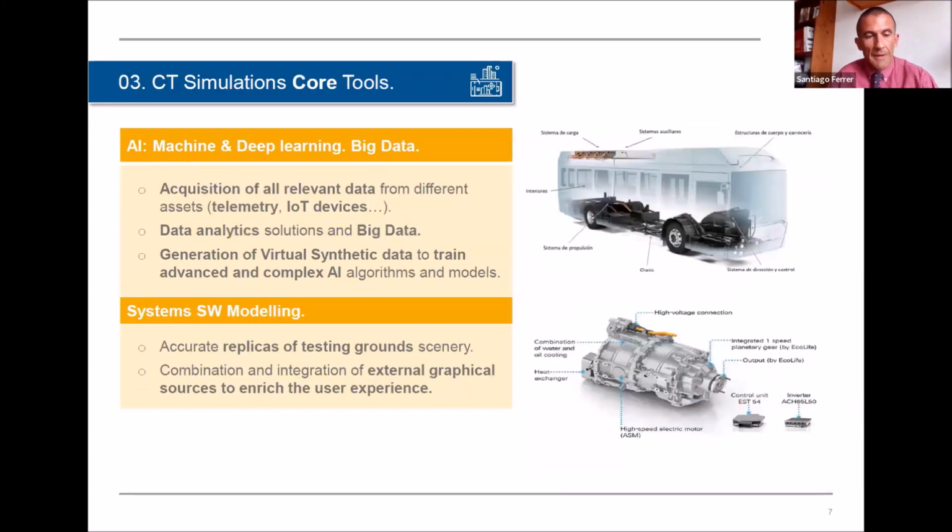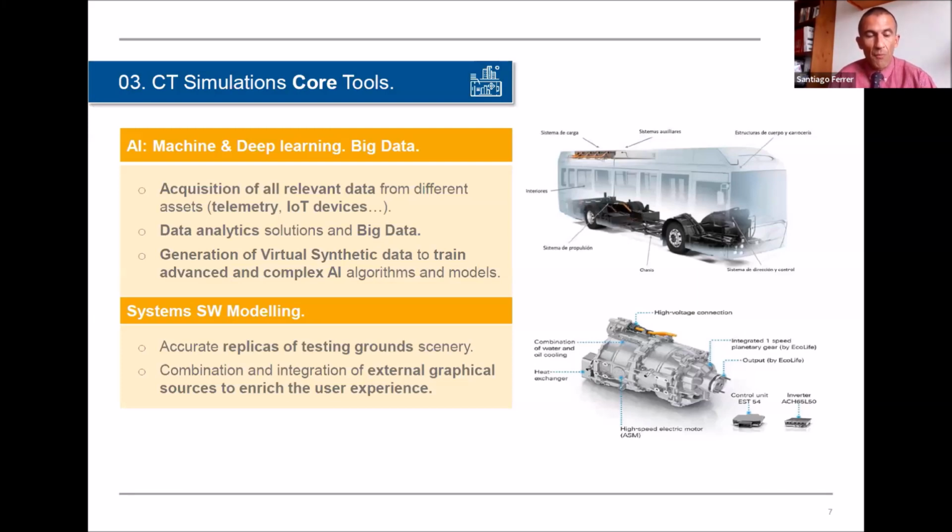So now, very important, all matters regarding machine learning, deep learning, and big data. So three concepts linked to acquire all relevant data from different assets, telemetry, IoT devices. With all these tools, we are able to predict, going far beyond prevention, any failure in the near future. We are able to arrange and manage spares, logistics, and maintenance works in advance to prevent the stopover of a manufacturing line, a fleet of vehicles, or any critical system.